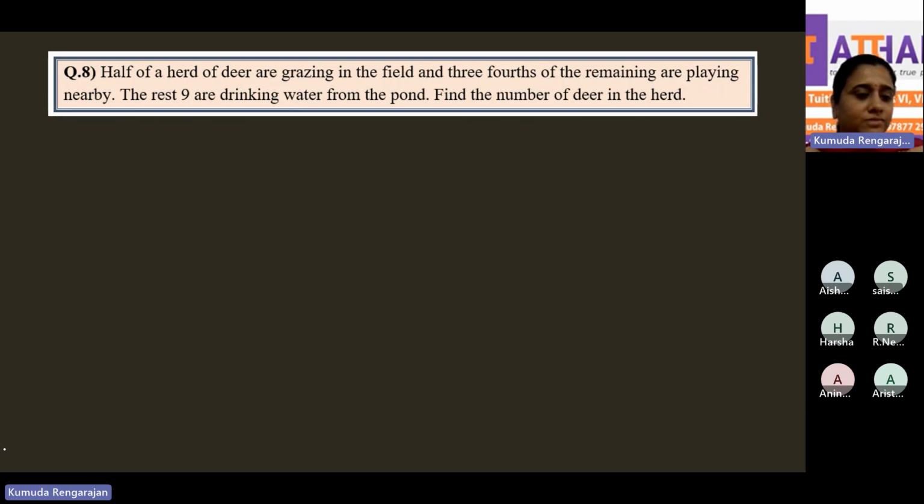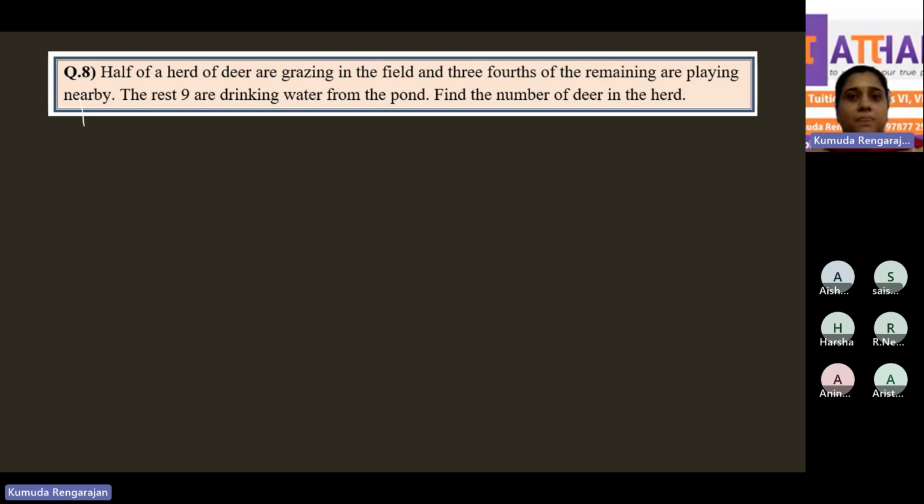Yeah, so this is the next question. Don't write, let's just discuss and then you can start writing. Half of a herd of deer are grazing in the field and 3/4 of the remaining are playing nearby. Half of the herd does not mean literal half. Supposing the teacher says half of the class, if there are 60 students in the class, half of the class is half of 60, which is 30.